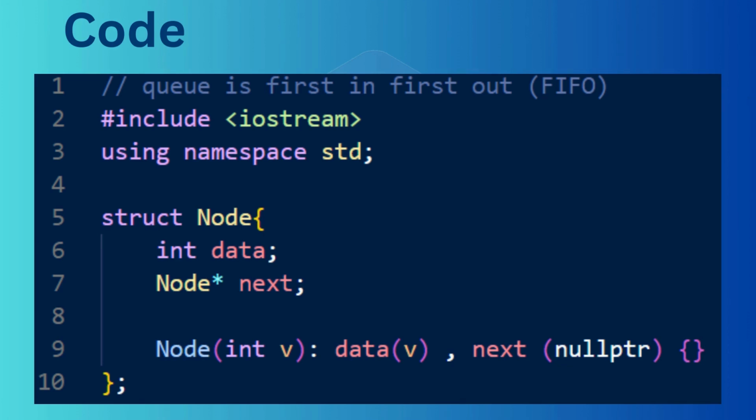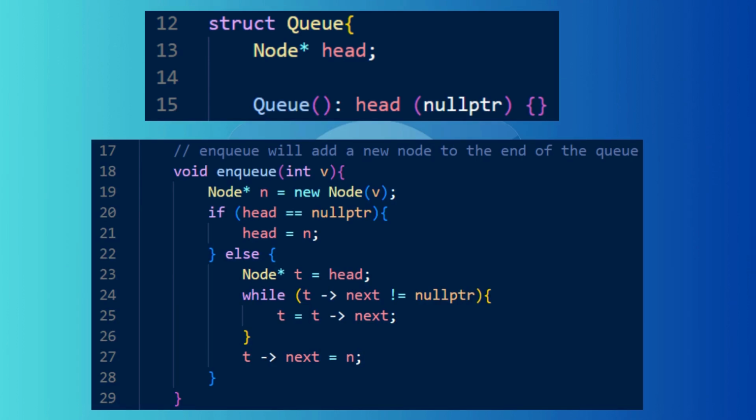After that, I am creating a struct queue where I am assigning the head pointer, and then I am assigning it in the constructor as null ptr. The head will be the null ptr at the start. After that, you can see I am adding the enqueue function where I am adding the int v value in the node n, new node v. So this is the enqueue.